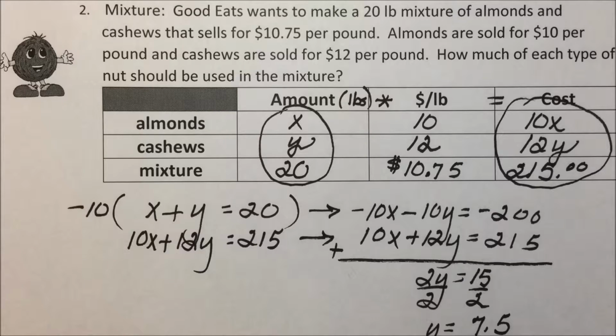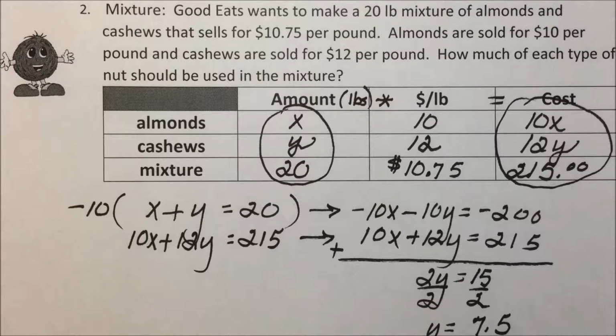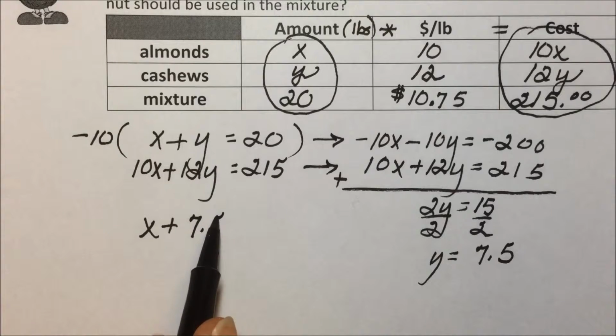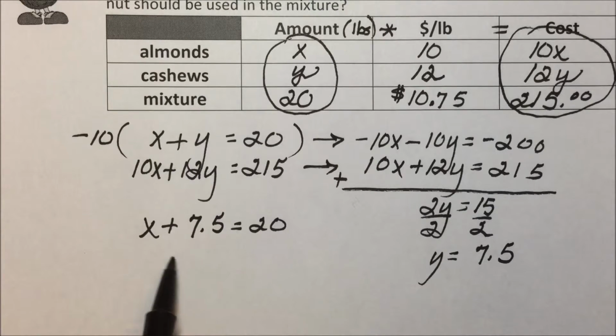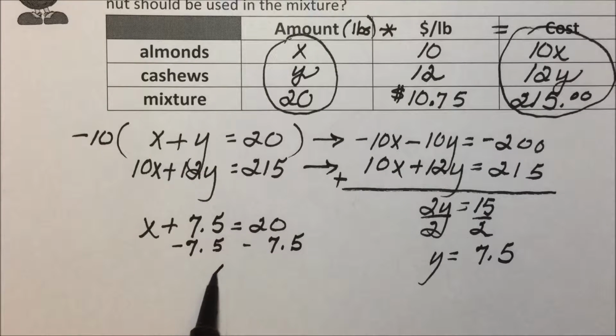So we now know the number of pounds of cashews. For almonds, we will replace y with the value that we found in either one of the equations, and this first equation is probably the easiest to solve for that value. So x plus y, which we now know is 7.5, is equal to 20. Subtracting 7.5 from each side leaves us with x equal to 12.5. We could verify our answers in the second equation to be sure that we do have the correct solutions.